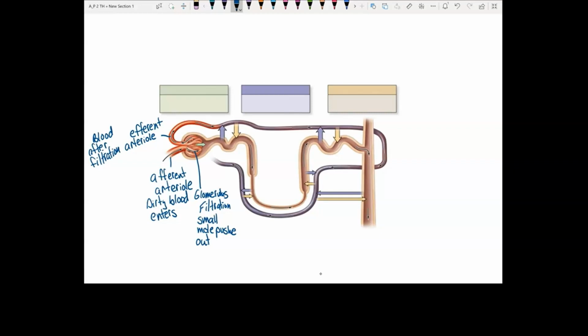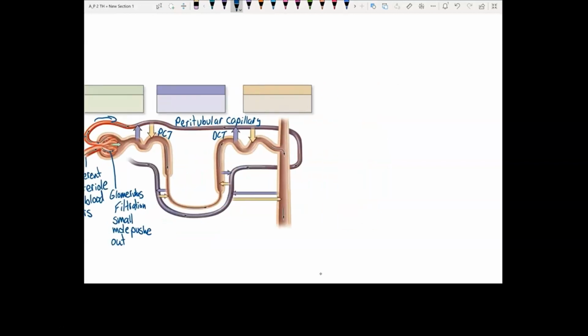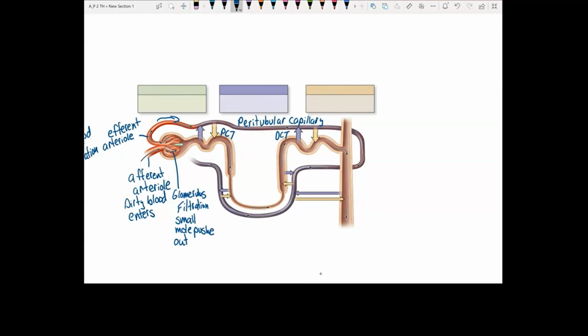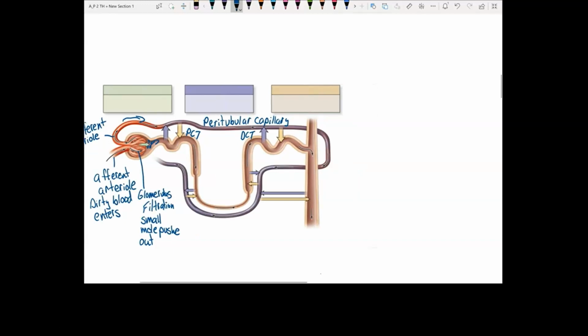Okay, then that blood continues on to this blood vessel, which is called the peritubular capillary. So when we're doing reabsorption and secretion with the proximal convoluted tubule and the distal convoluted tubule, we are doing that with the peritubular capillary. So you would have your filtrate right here. That filtrate would flow into the proximal convoluted tubule, and then we would call it tubular fluid.